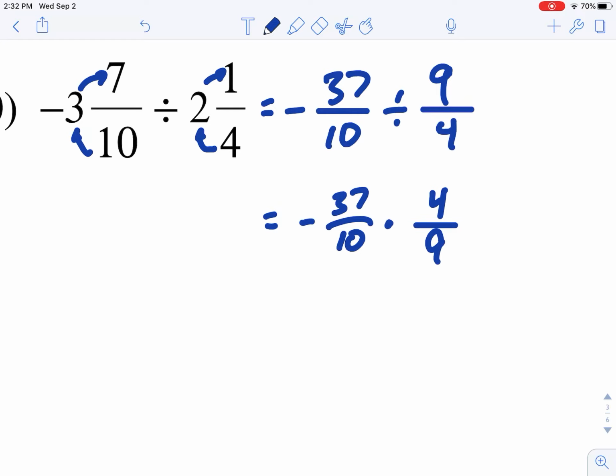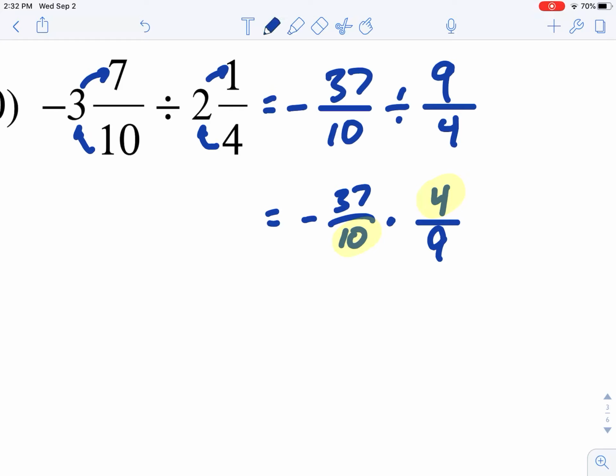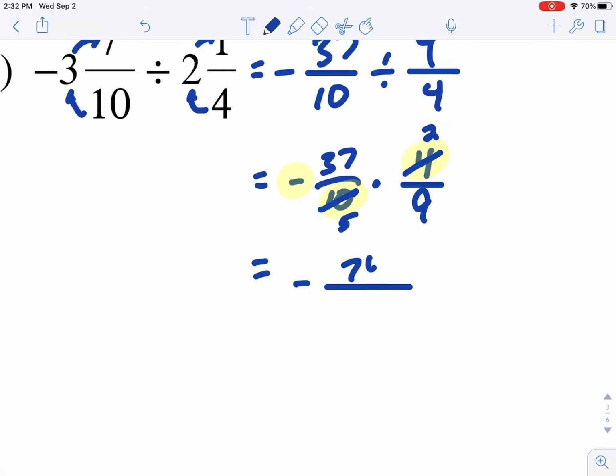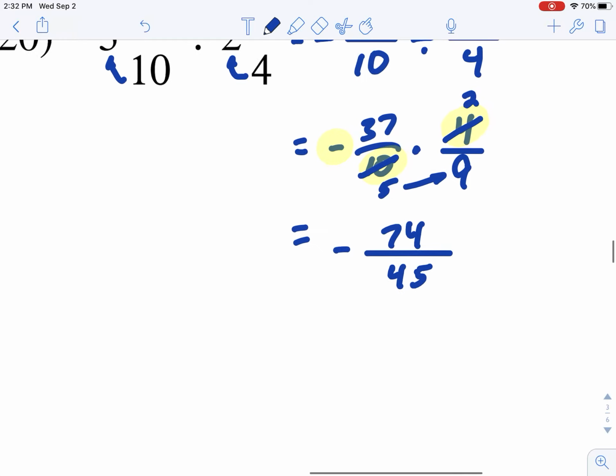Now, do you see anything that will reduce or cancel ahead of time? I see a 4 and a 10, which are both even numbers, so I can divide them by 2. 2 goes into 4 twice. 2 goes into 10 5 times. So when I multiply this out now, I do have a negative times a positive, so that's negative 2 times 37. 2 times 30 is 60. 2 times 7 is 14. 60 and 14 is 74. 5 times 9 is 45.